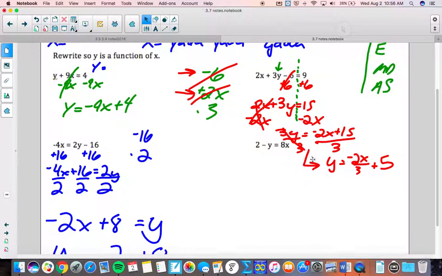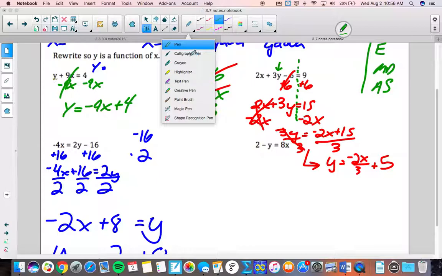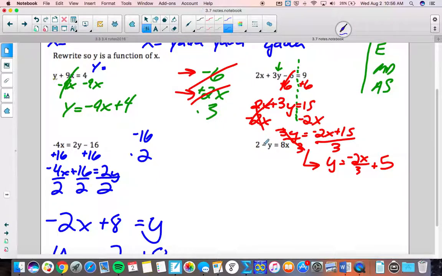Oh, man. Alrighty. What's being done to the y here? This one is tricky because of the subtraction sign. I'd recommend that you think of this as 2 plus negative y. So what's being done to y? It's being multiplied by negative 1. It's like there's an invisible multiplier of negative 1 here.